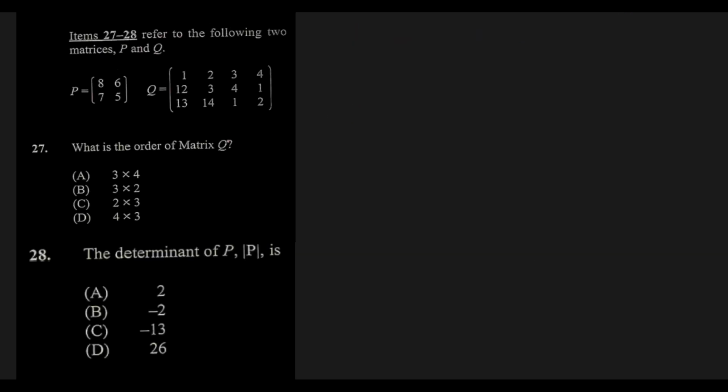All right, so it says here, what is the order of matrix Q? So matrix Q, when we're talking about order, we're talking about rows by columns. Remember, rows run left to right and columns run up and down.